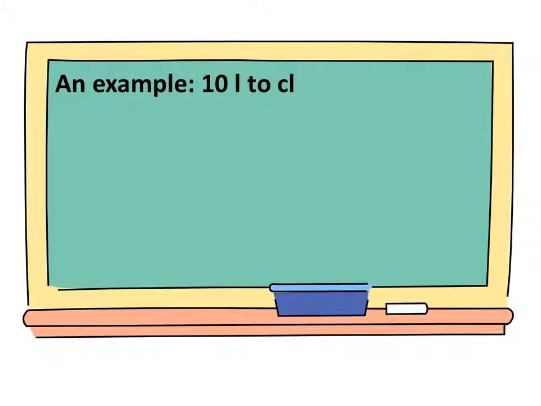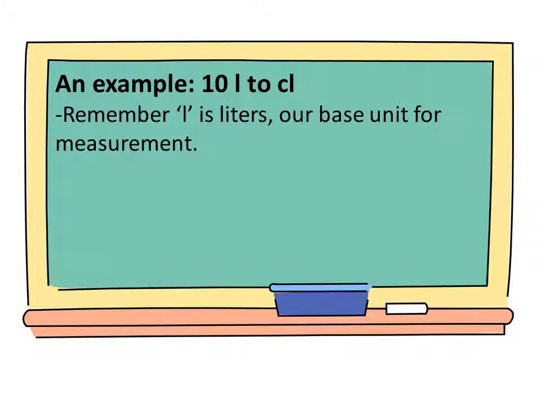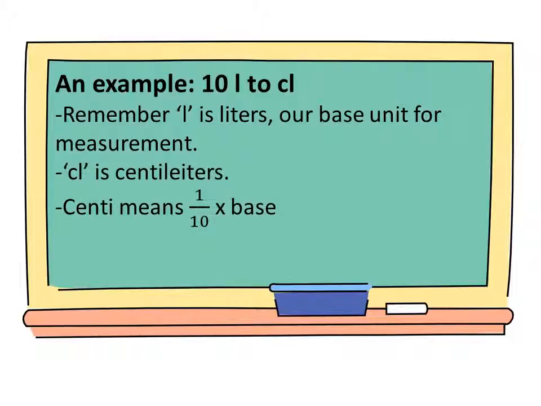A similar example would be 10 liters to centiliters. Remember, L is liters, our base unit for measurement. CL is centiliters. Centi means 1/10 times the base.